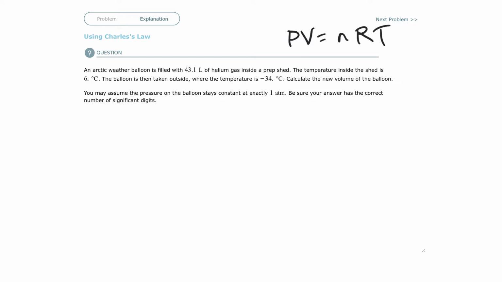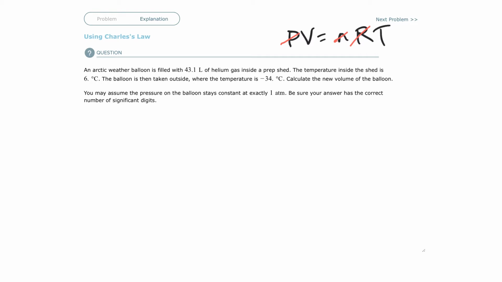The only thing I need to remember about Charles's law is that it's dealing with temperature and volume. So I'm just going to isolate temperature and volume and ignore the rest as though it's not there. It's saying that these two things are directly related. As volume goes up, temperature is going to go up. As volume goes down, temperature will go down.